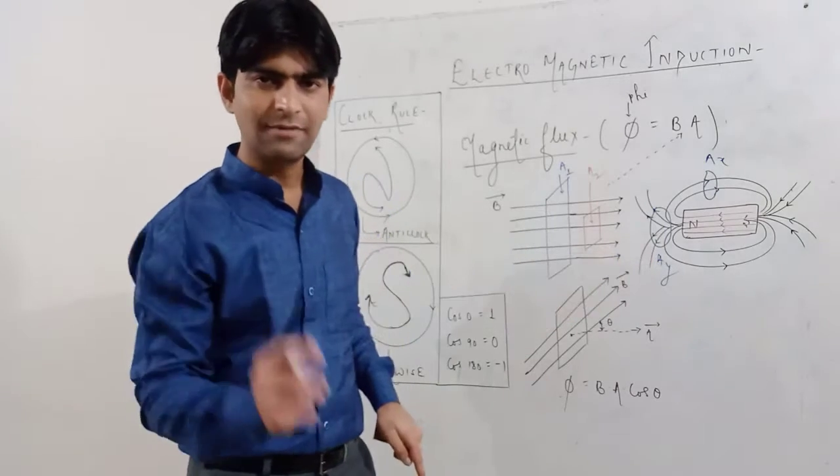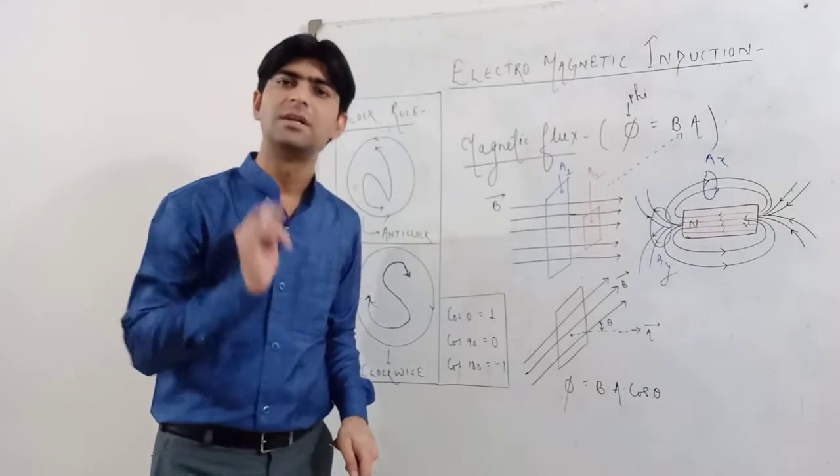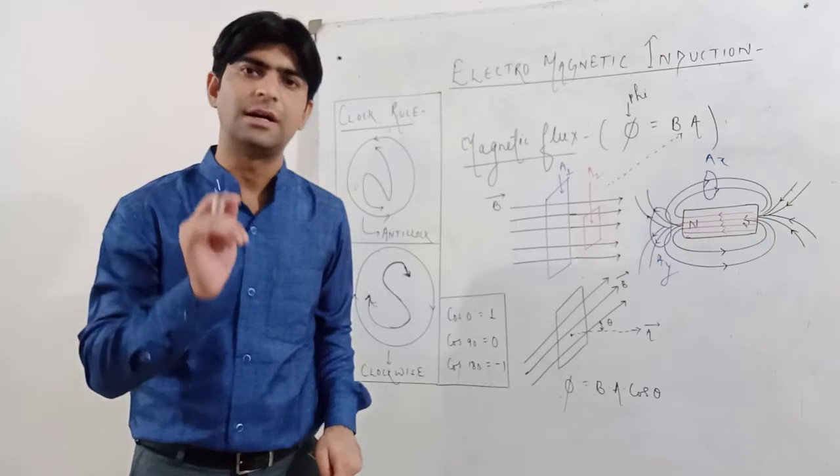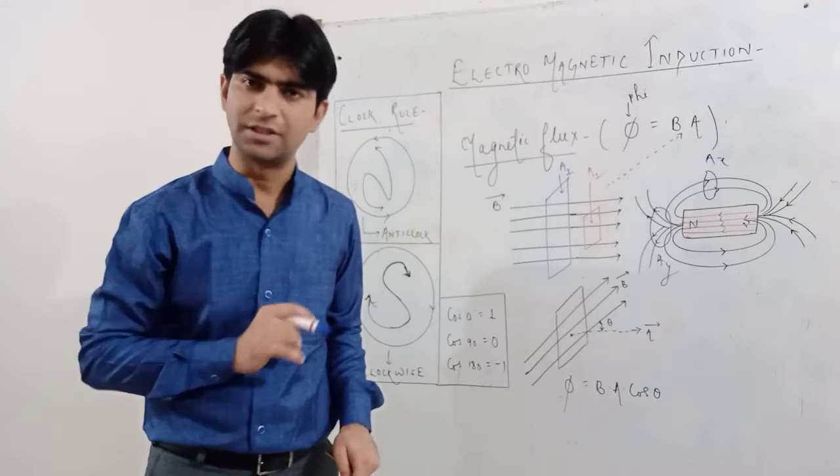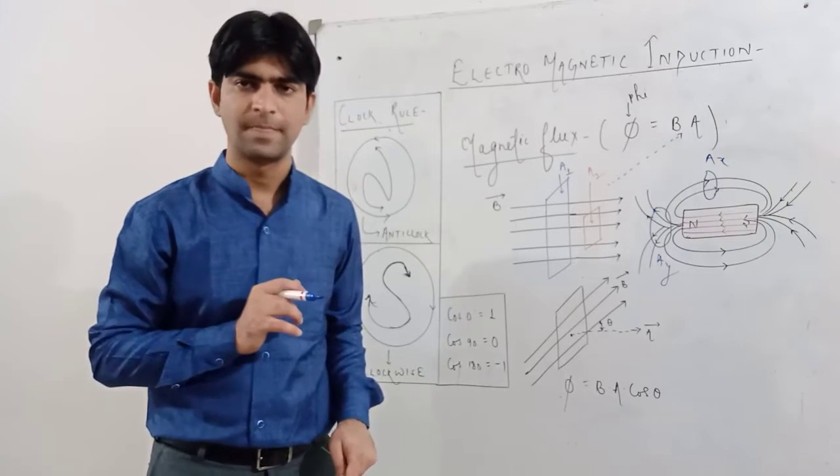So again, what is magnetic flux? Magnetic flux is nothing but the magnetic field lines crossing a particular area in a normal direction. It is called magnetic flux.